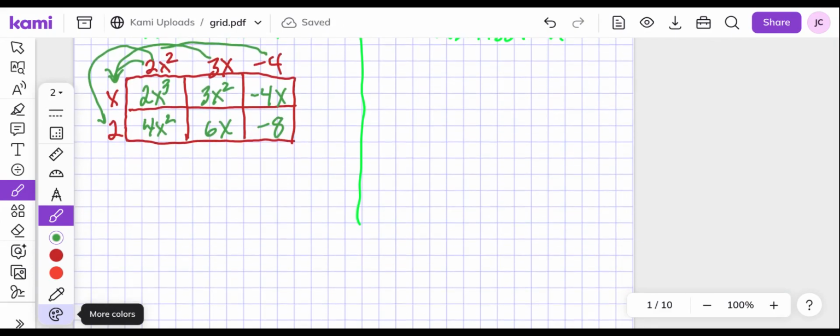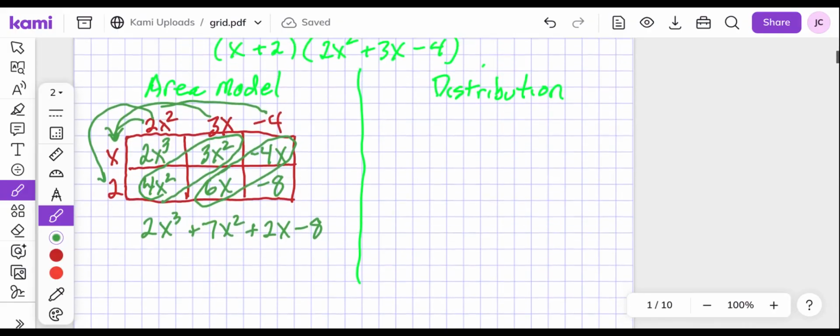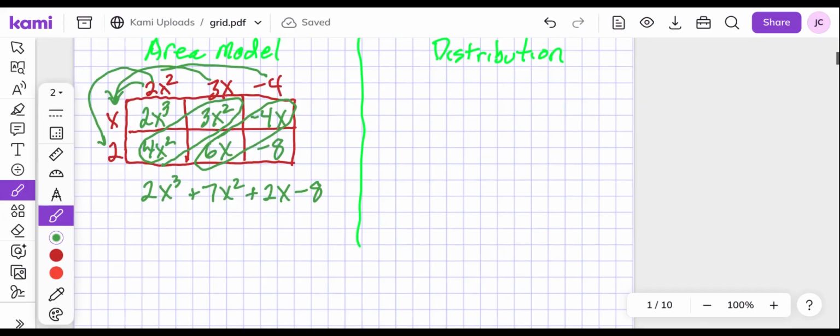And then I can combine my like terms, remembering that if you're doing it correctly, like terms are always going to be on a diagonal like this. So I'm going to have 2x cubed. 4 plus 3 is 7, so plus 7x squared. 6 minus 4 plus 2x minus 8. So that is the area model, also what I call the box method.